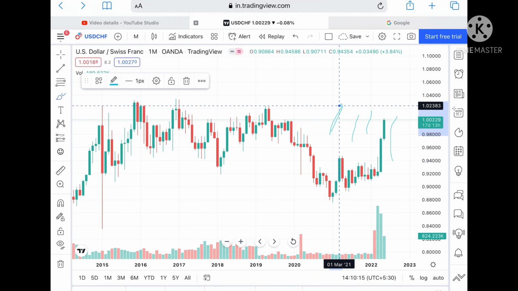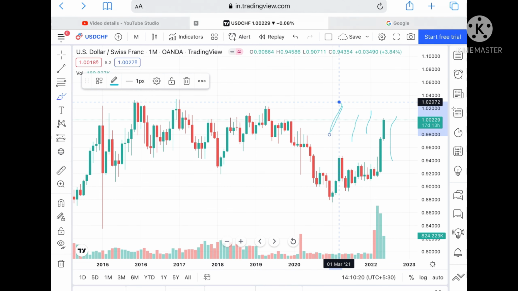And if it goes above this level and keeps on going upside, then we can see it can touch a level of 1.0283, and from there a level of 1.03031, and then further upside.